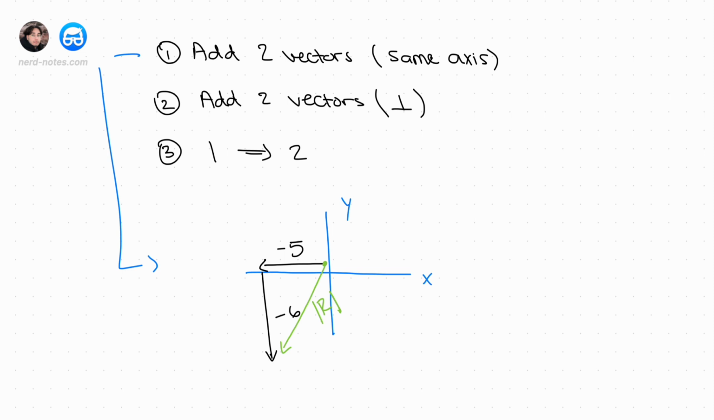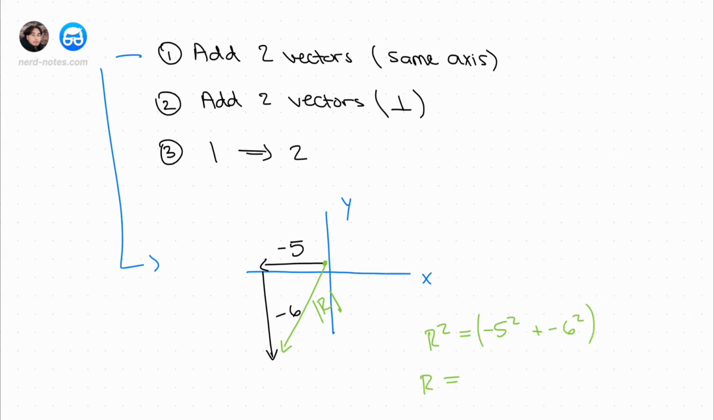And how do I find that? I use the Pythagorean theorem. This is, of course, the hypotenuse. So we can say r squared is equal to -5 squared plus -6 squared. Once you simplify that, you're going to get an answer of about 7.81.